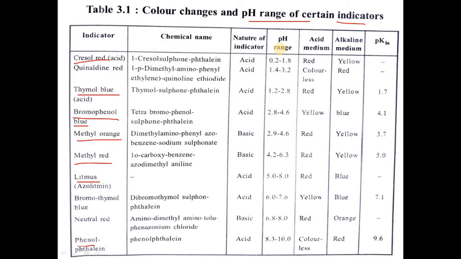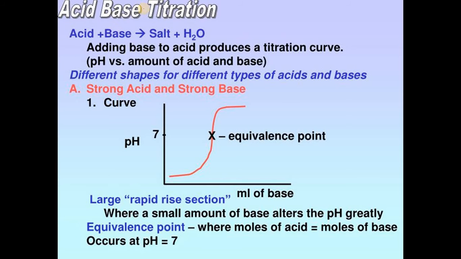In a multiple choice question they will ask, what is the pH range for methyl red indicator? Then the answer is 4.2 to 6.3. For methyl orange it is 2.9 to 4.6, and for phenolphthalein 8.3 to 10. So this is a very important question. Then we will see acid base titration.